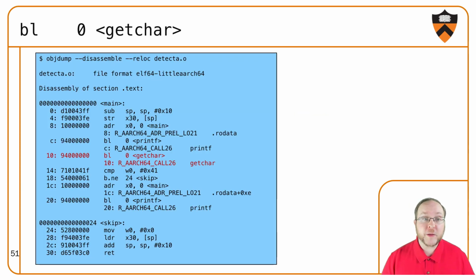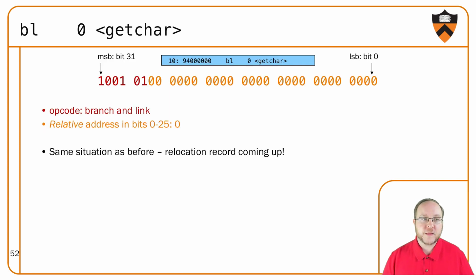We turn around from calling printf and we immediately call getchar. Again, that 0 as the target of the BL portends that the assembler can't finish the job here either, and it makes sense because getchar again is in the standard IO library. So again, with a BL, we have a 26-bit relative address that the assembler fills in with all zeros, just like for printf.